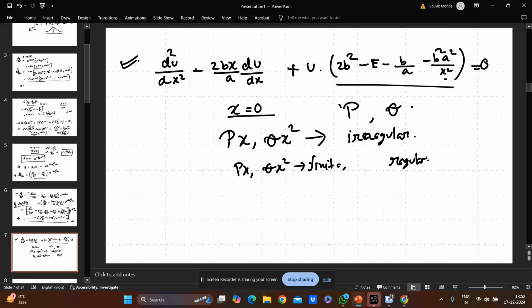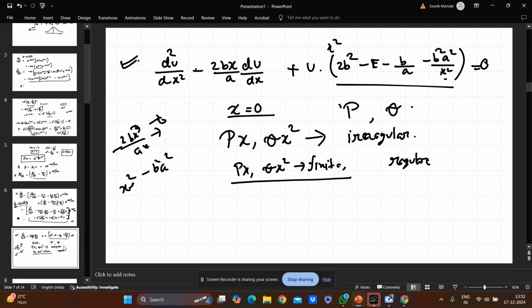So if you multiply p with x square, then it will be 2bx cubed by a, so its value at x is equal to 0 is 0. And if you multiply q with x square, this term will just cancel the x square, this is a constant, and the other terms will go to 0 because of the multiplication by x square. So you will have a finite value, minus b square a square kind of thing, at x is equal to 0. Both these things are finite at x is equal to 0, so it is a regular singular point.